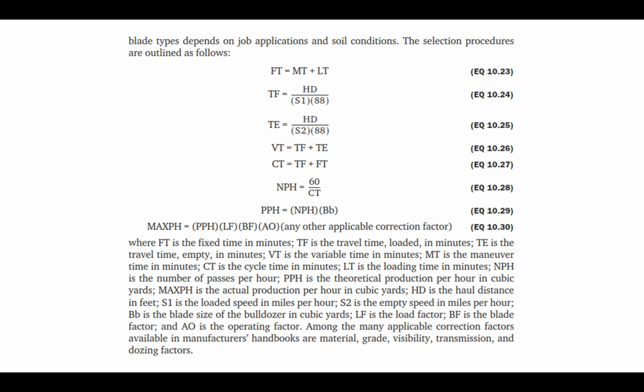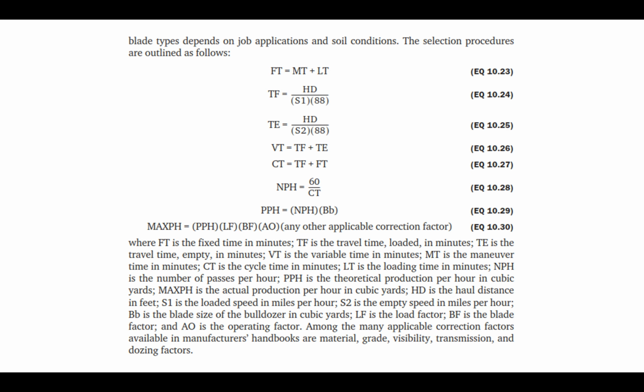HD is the haul distance in feet. S1 is the loaded speed in miles an hour. S2 is the empty speed in miles an hour. B sub B is the blade size in cubic yards. L sub F is the load factor. B sub F, or BF, is the blade factor, and AO is the operating factor.